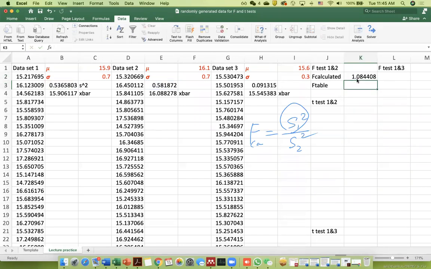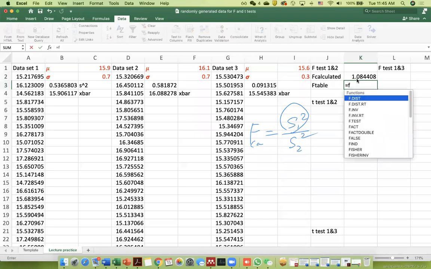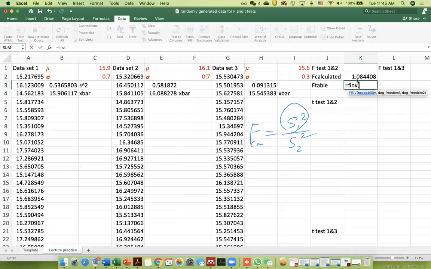And then for the theoretical value, which will be FINV, and then we have to put in the probability 0.05. What is the degree of freedom? 199. Yes. 199, 199. Okay.